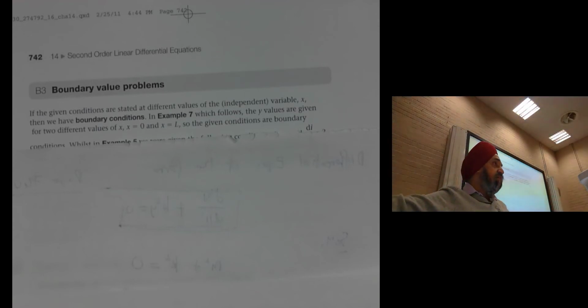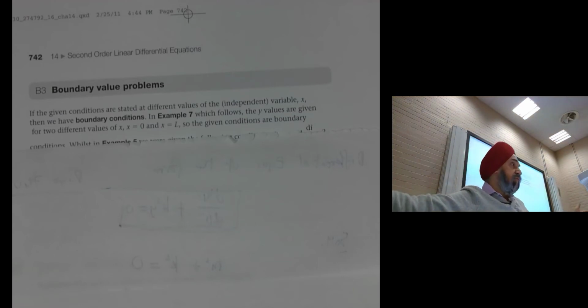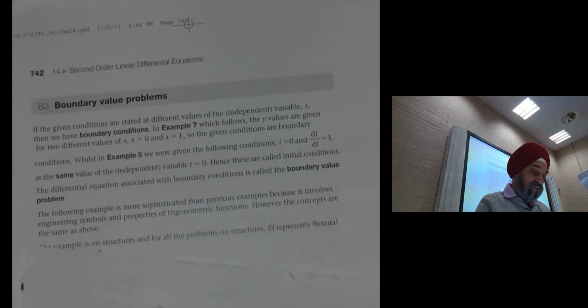When x is 0, the deflection d is 0. When x is 2 meters down there, the deflection is 50 centimeters or something. Those are what you call boundary value problems.